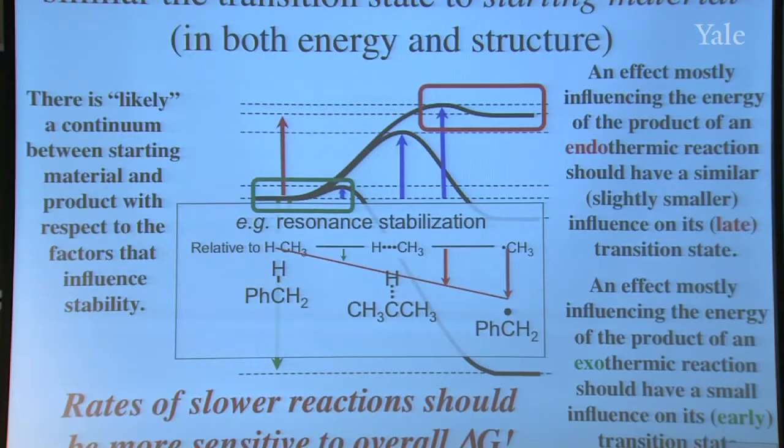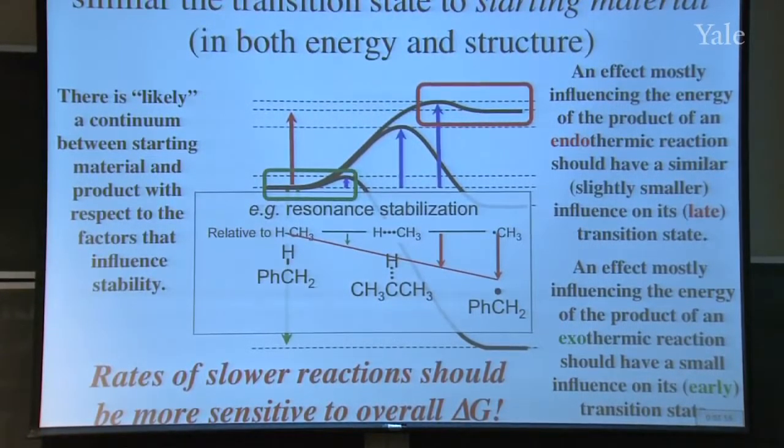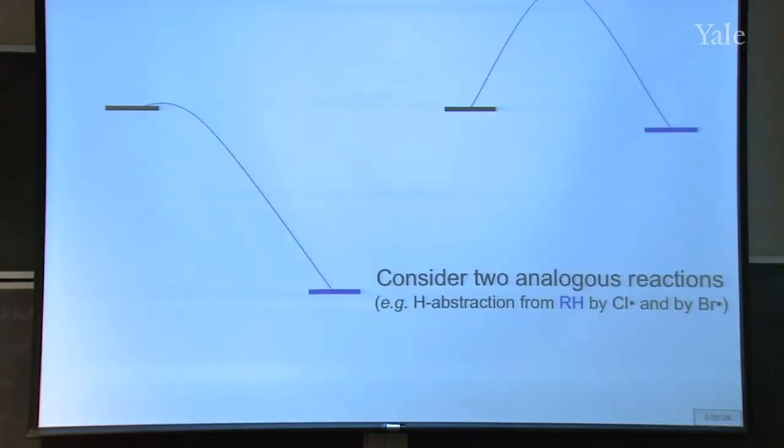So the rate of the slower reaction should be more sensitive to the overall difference in free energy. That is, if you have a very fast reaction and you move this up and down, change the exothermicity, delta G, by quite a bit, you hardly move that at all. But if it's an endothermic reaction and you move this up and down, this will move up and down almost as much. So the reaction becomes less sensitive to the delta G when you have an exothermic reaction, because it happens so near the starting material.